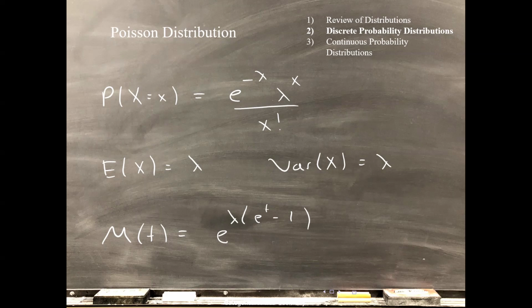And another thing which is very notable about this distribution is that the expectation value of x and the variance of x are both this parameter lambda, which is involved in the distribution. And then in this case, the moment generating function is e to the lambda (e^t minus 1).